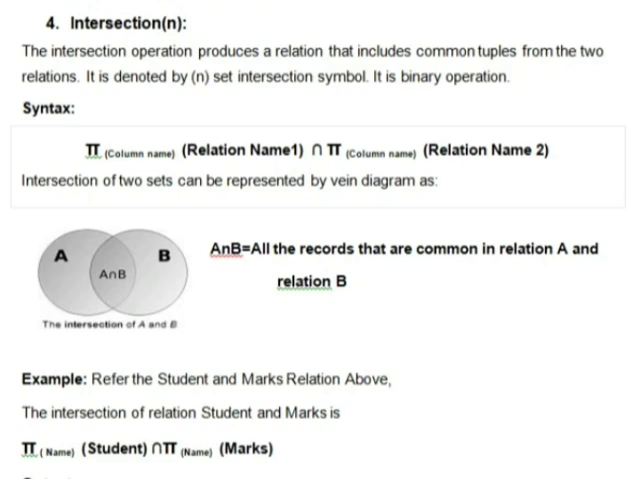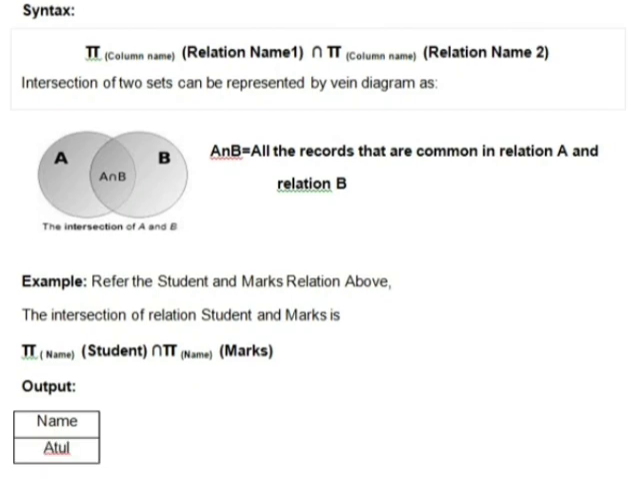The intersection of two sets can be represented by this Venn diagram. If you consider this Venn diagram, with relation A and relation B, the part which is common between A and B is nothing but the intersection. A intersection B will contain the records which are common in relation A and in relation B.